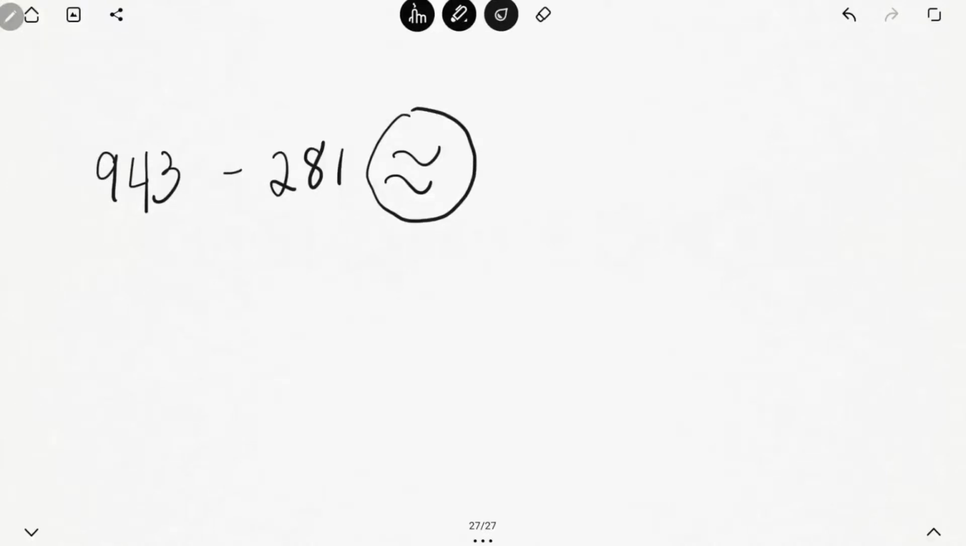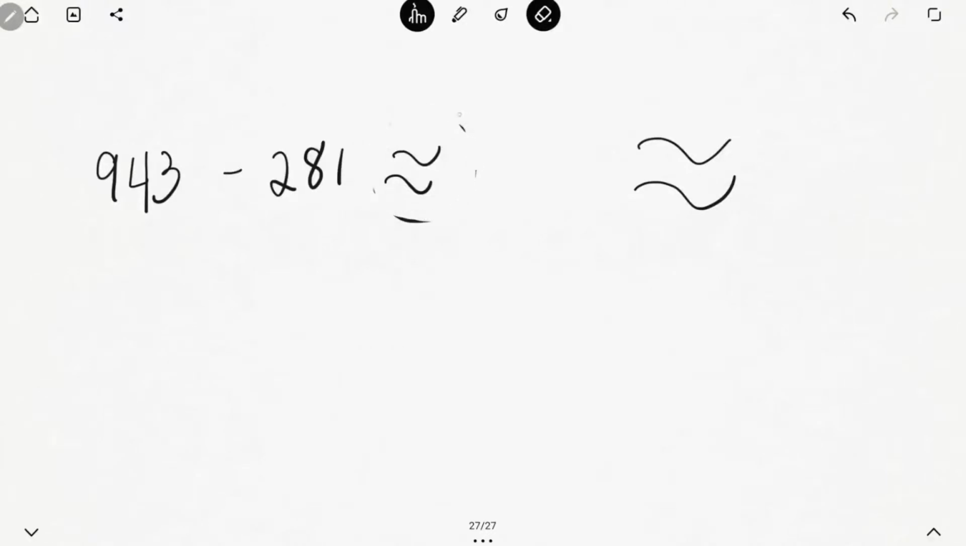I am going to give you a rounding off subtraction question. So 943 minus 281 is what we're looking for, and we're looking for an approximate value. This symbol, just two squiggly lines, is what we use to mean approximate or an estimate. So we're looking for an approximate value here, not an exact value.